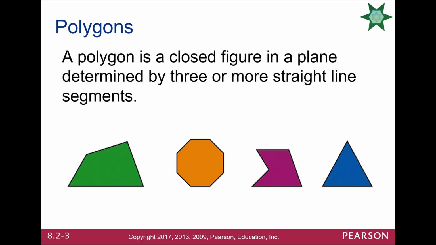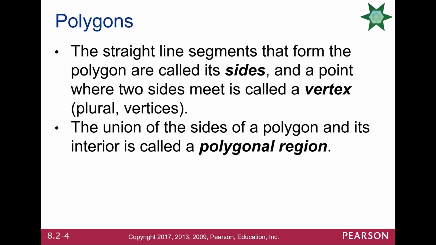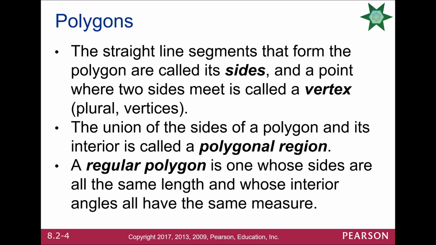First of all, a definition or two. A polygon is a closed figure in a plane determined by three or more straight line segments. The straight line segments are called sides, and any point where two sides meet is called a vertex. Or if we're talking about more than one of them, we're going to use vertices, not vertexes. The union of the sides and the polygon in its interior is called the polygonal region.